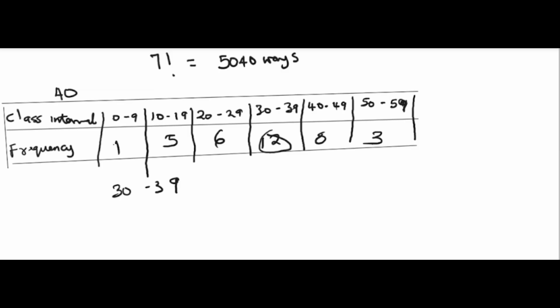To 39. So what do I need to do to find the class size? And how do I find the class size? 30 plus 39 over 2. So if I add 30 to 39, I will have 69 over 2. 2 divided 6 will give me 3. 2 divided 9 will give me 4 remainder 1. So I have half, which is 0.5. So this is my median.